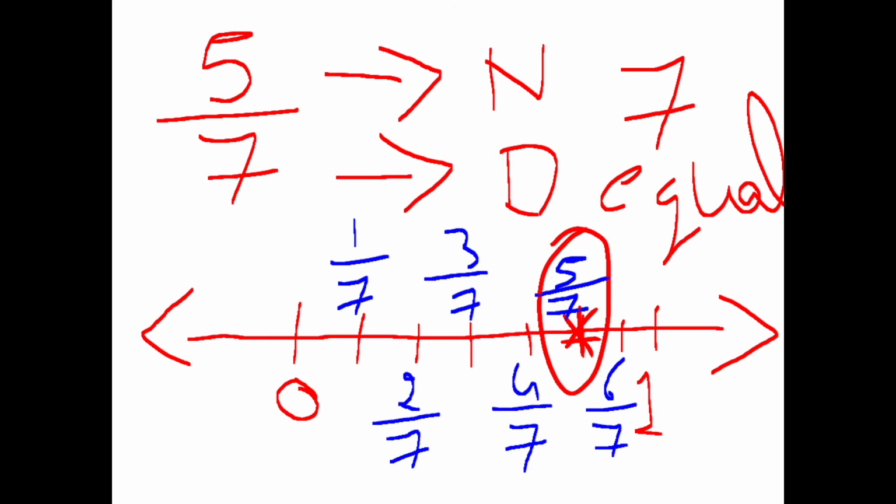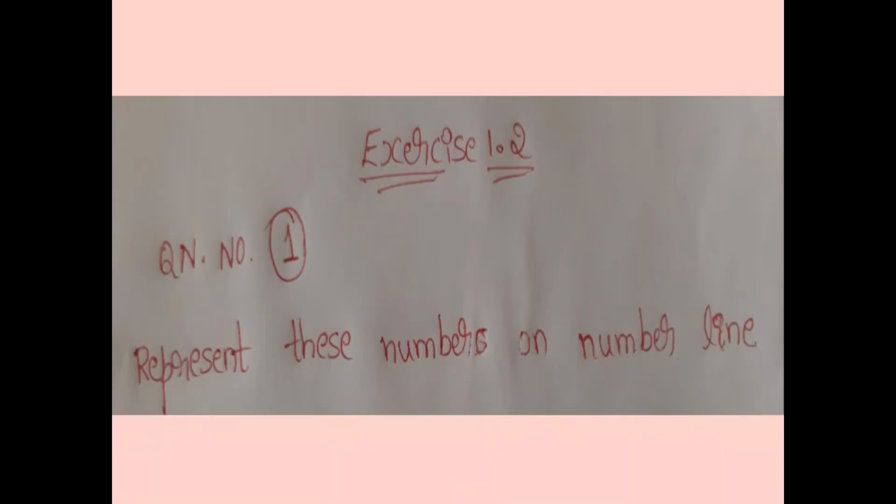So this is how you have to represent the rational numbers where the numerator is smaller than the denominator. Next, move on to the next exercise question. Exercise 1.2, question number 1. Represent these numbers on number line. So that is the first question of your exercise.